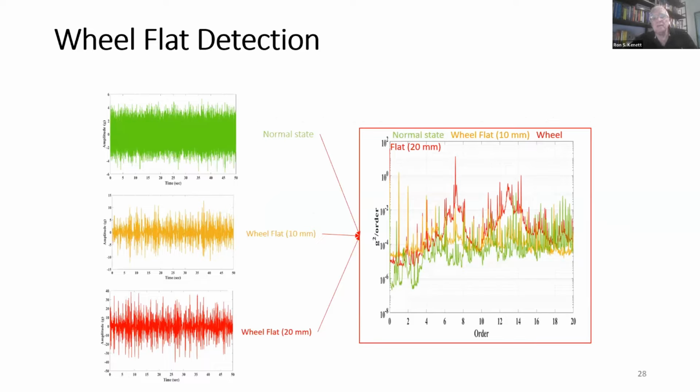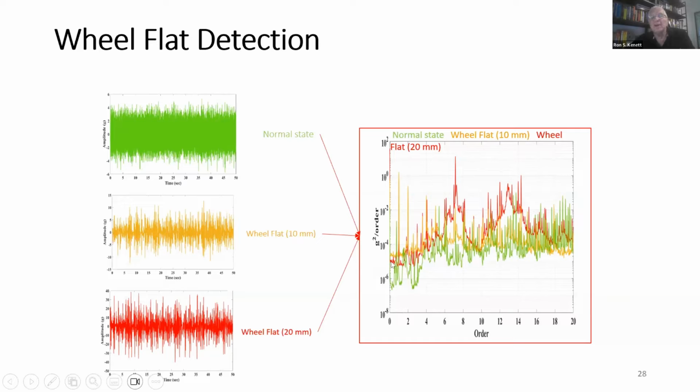a sensor that is measuring vibration. How can we use the sensor that measures vibration to identify potential wheel flats, and also to tell us what is the extent of the failure? So the green is the nominal state. The orange is the wheel flat at 10 millimeters, and the red is at 20 millimeters. We get these from a digital twin.